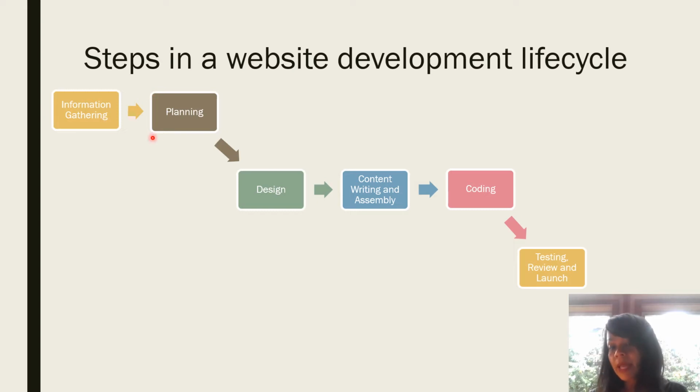Then we're going to go into the planning stages. After that, design. Then we need to know about the content writing and assembly. Then only after that we go into coding, which is the HTML and CSS that we have been doing for the past month. After we have coded our site, then we go into testing, review, and launch.